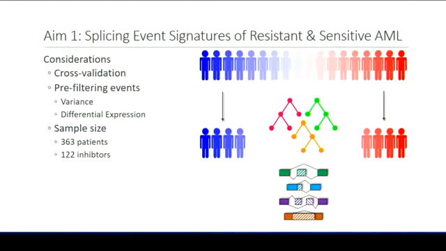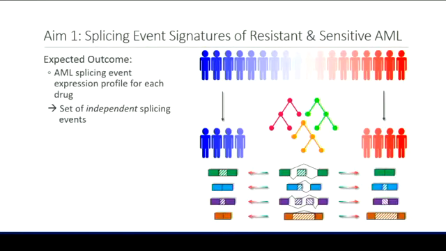Another consideration is sample size. I mentioned that there were 363 patient samples that have RNA-seq and drug response for these 122 inhibitors. However, not every patient has a drug response for every inhibitor. So for some of the drugs, we may have too small of a sample size to do something like stratifying the patient samples into either sensitivity or resistance.